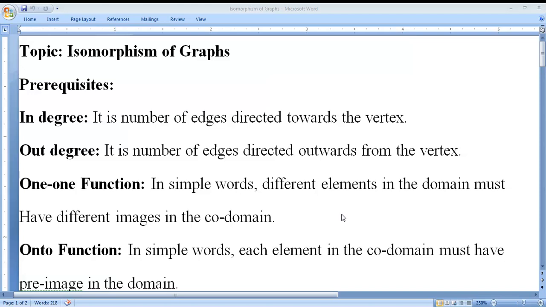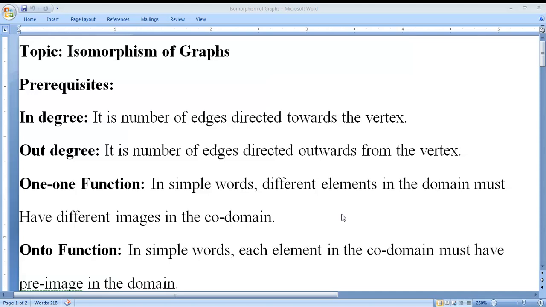Good morning, students. Today, let us see the topic isomorphism of graphs. So when do you say two graphs are isomorphic to each other? In order to know this topic, you need to know what is meant by in degree, out degree, and what is the definition of one-one function, onto function, and bijective function.